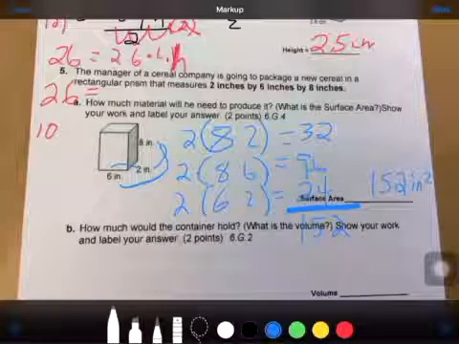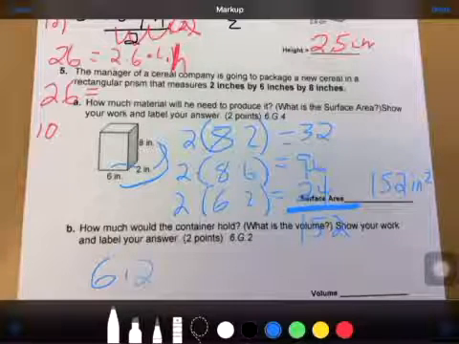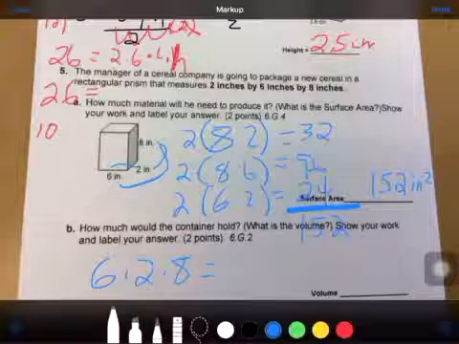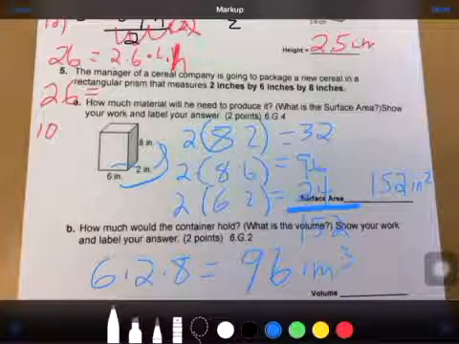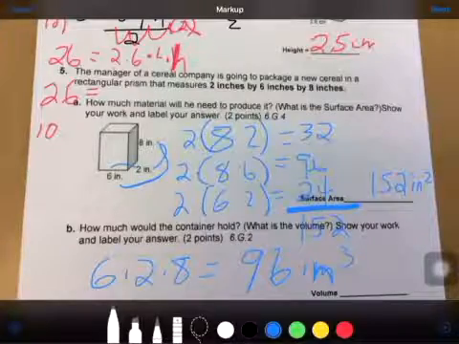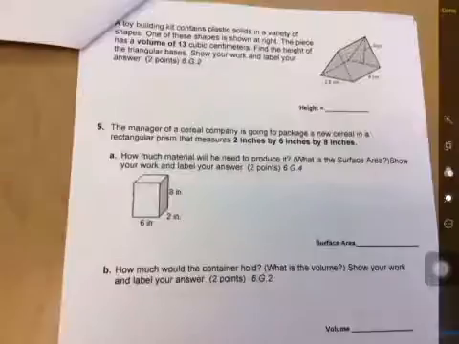Okay, the next one says how many cubes would the container hold, or what is the volume? And that's just length times width times height, which is 96, and then it's inches cubed. Alright, next page.